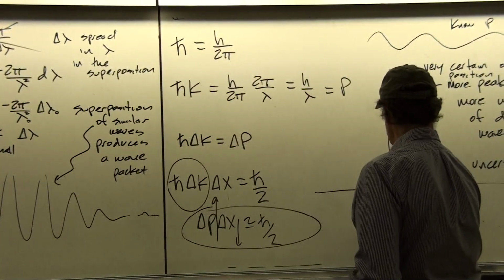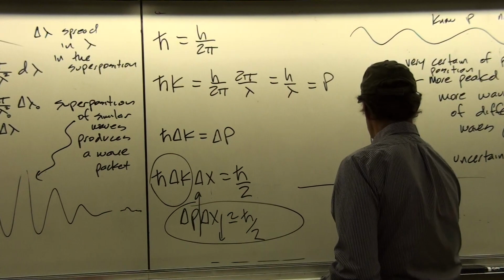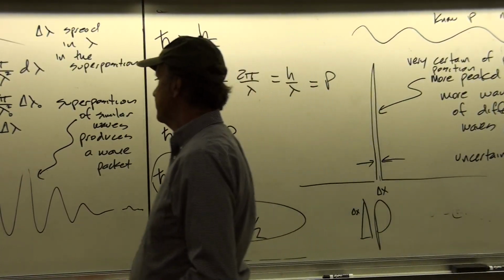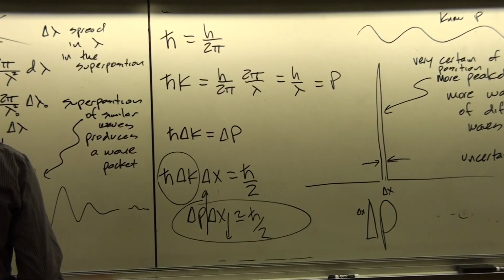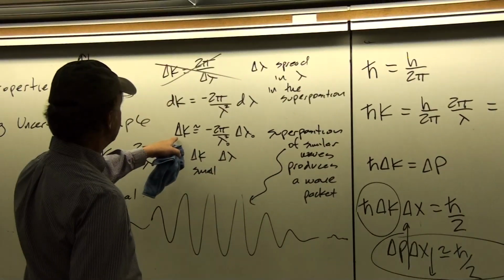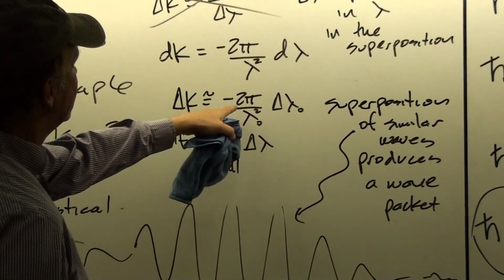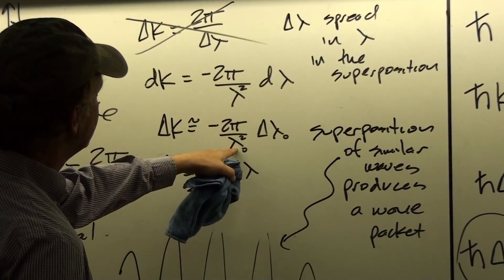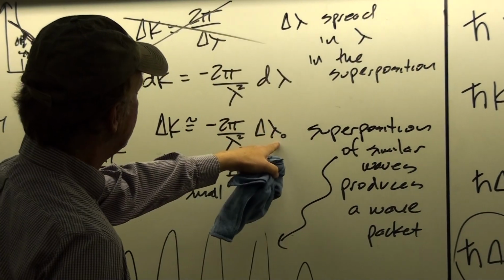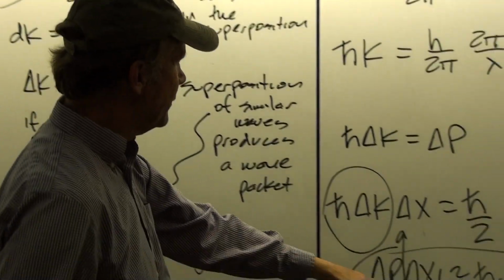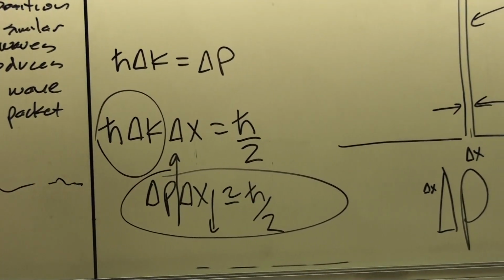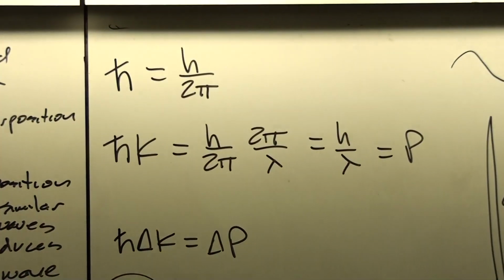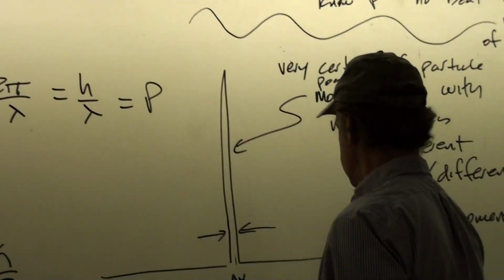This is going to be a very small delta x times a very large delta p. What's delta p again? Well, delta p is just going to be h bar times delta k. So this is going to look like 2 pi over lambda naught squared times h bar times delta lambda. So it's directly proportional to the uncertainty in the wavelength. So that's equal to h bar over 2.